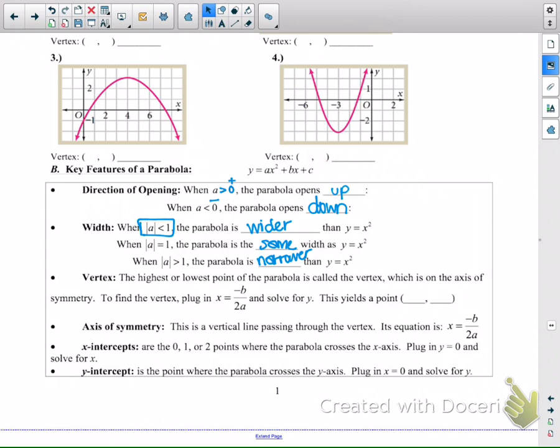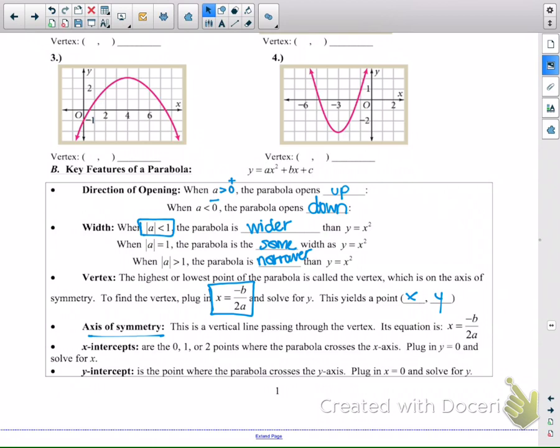The highest or lowest point on the parabola is called the vertex. Here's a formula that we're going to need to know. To find the vertex, you are going to do negative b over 2a to find the x value. Plug it in, solve for y. That's going to give you your y value. That negative b over 2a formula also gives you what we call the axis of symmetry. If you remember that, that's that dotted line that runs right down the middle of the parabola. Half is on either side.